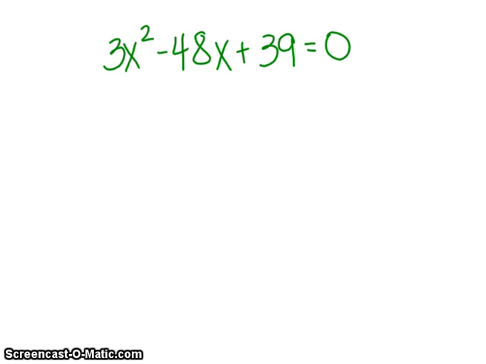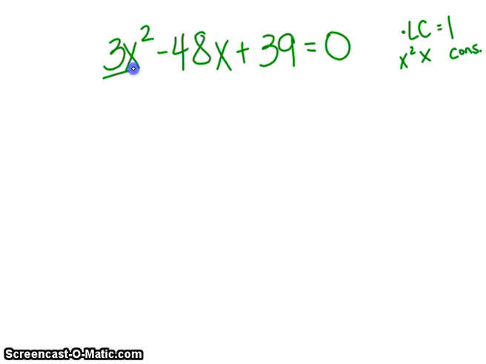In this tutorial, I'm going to show you how to solve a quadratic of this form, 3x squared minus 48x plus 39 equals 0. And we're going to solve this by completing the square. The difference with this video is that our leading coefficient is 3, whereas the last tutorial we had a leading coefficient of 1. And if you remember, we have to have a leading coefficient equal to 1, and we have to have the x squared and the x on one side of the equation and the constant on the other by itself. So we're going to have to do some manipulation here.